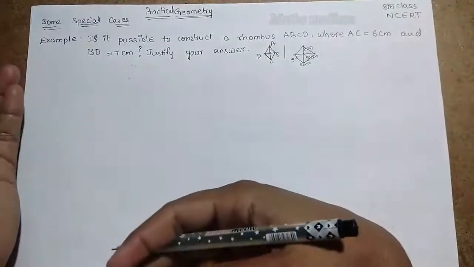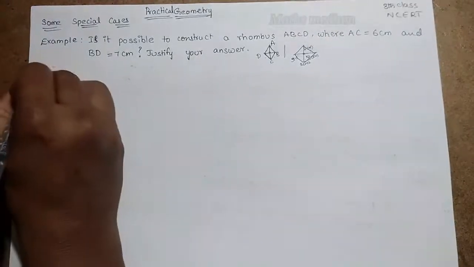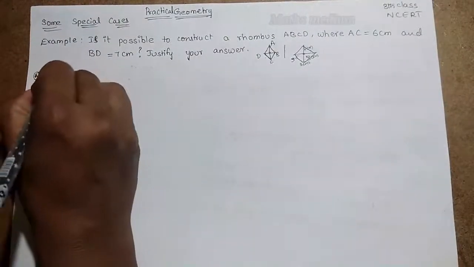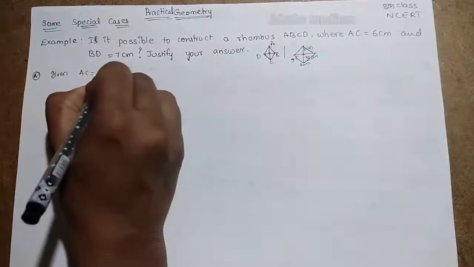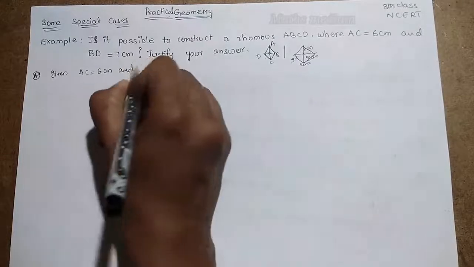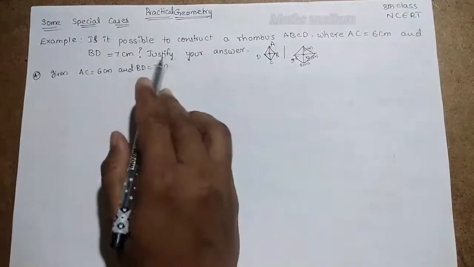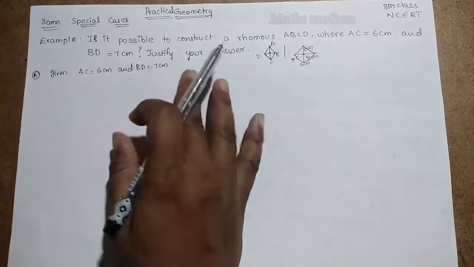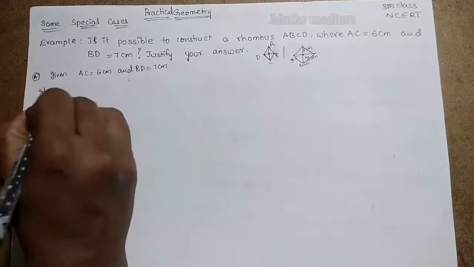Let's move into the step-by-step procedure to construct a rhombus. So, before going into the procedure, we have to write what is given. So, here given AC is equal to 6 centimeters and BD is equal to 7 centimeters. So, justification is the last answer I will give. Now, construct a rhombus. So, step 1 is.